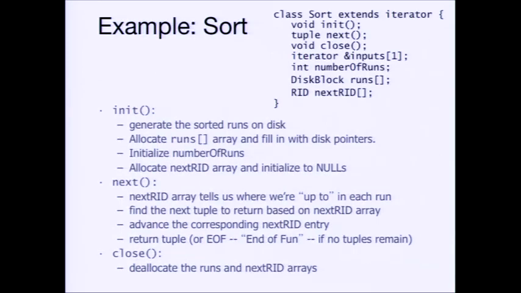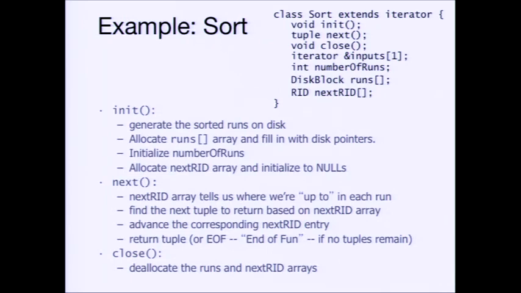Okay, here's an example of sort. The sort iterator has one input only. It only allows one input. And it's going to have a little bit of state. It's going to have a number of runs: how many runs did I generate on the disk? And then an array of locations on the disk, of disk blocks, where I put those runs. And it's going to keep track of the next record ID, RID, that it's going to deal with.